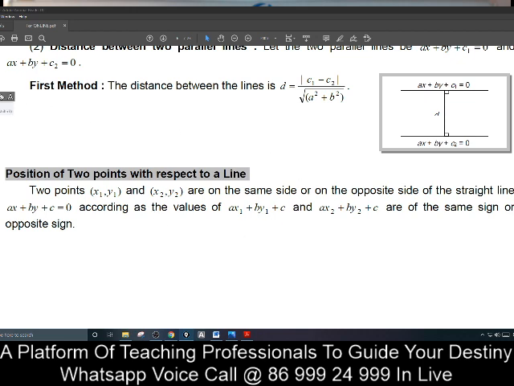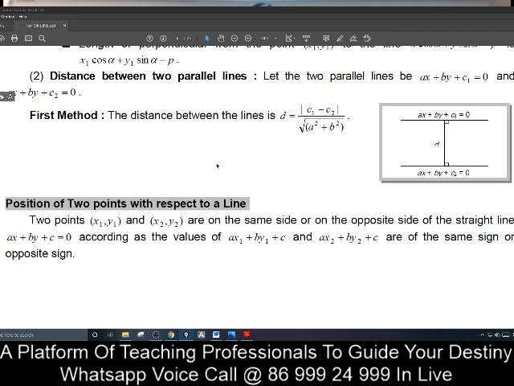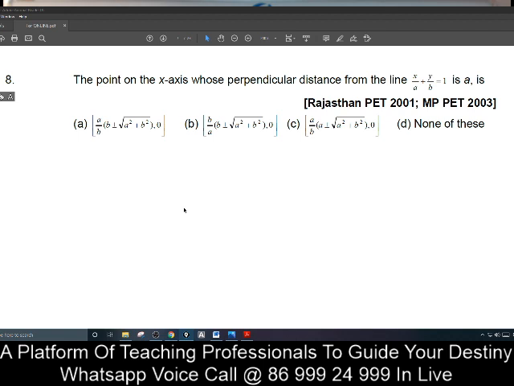Now, let us see whether there is a problem on it or not. This is a different question. Please try that. It is easy. The point on x-axis whose perpendicular distance from the line x by a plus y by b is equal to 1 is... perpendicular distance is given to be a.